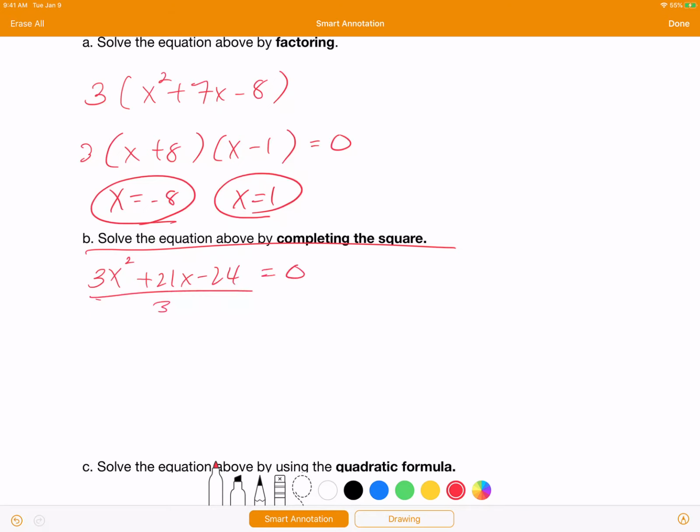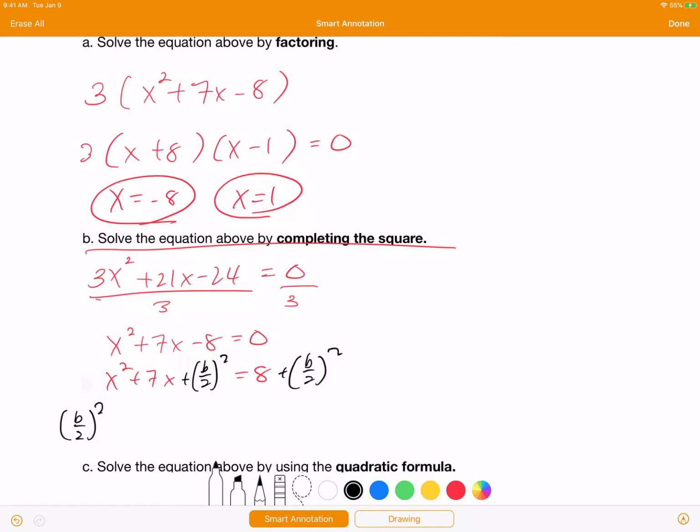You can divide everything by 3 first because your first step is to always get a value to be 1. So you get x squared plus 7x minus 8 is equal to 0. Then you would move the 8 to the other side. Now, what's going to happen is the b divided by 2 squared is what you would add to both sides of the equation. So b divided by 2 squared here and plus b divided by 2 squared here.